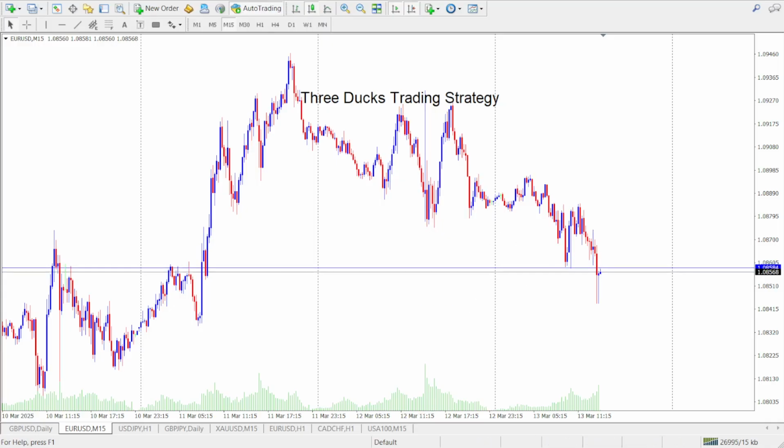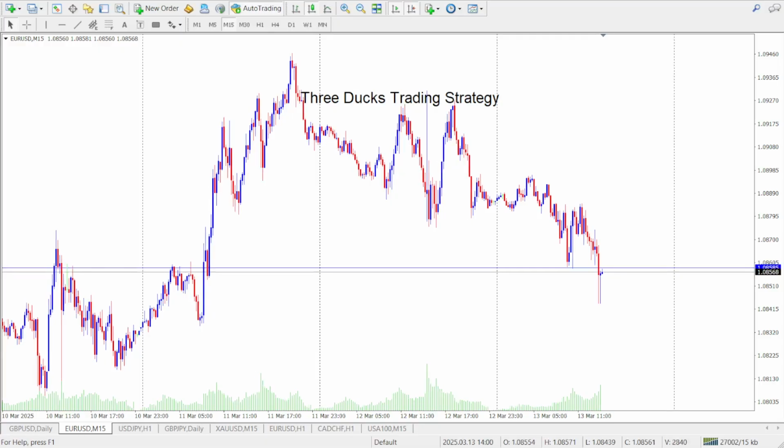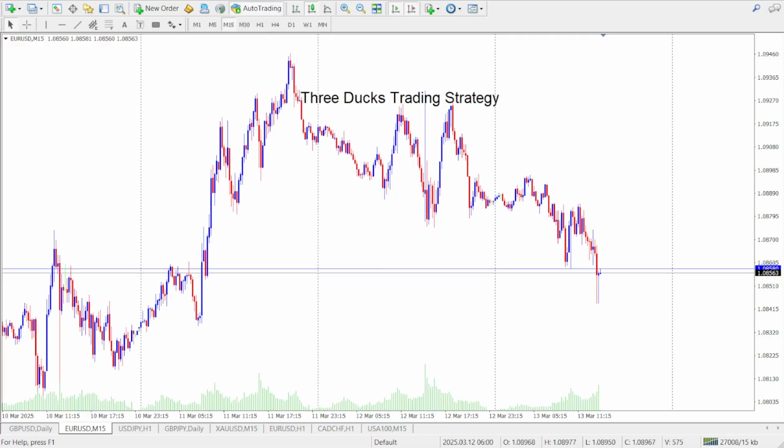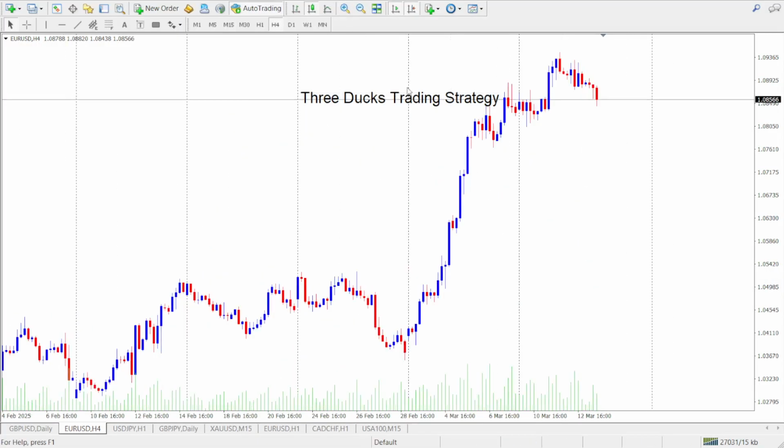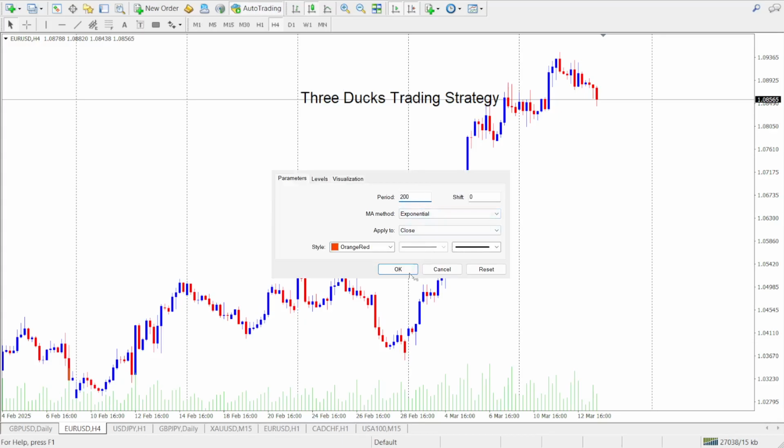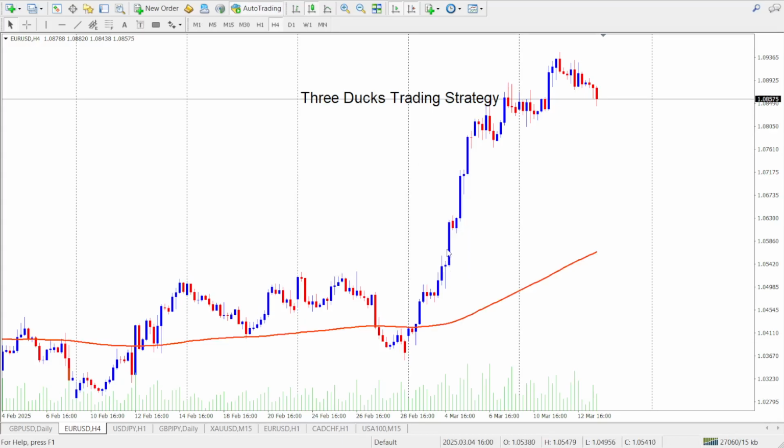Now, here is how it works. The first duck is the 4-hour chart. You start by checking the 4-hour time frame. If the price is above the 200 EMA, we're going to be adding the 200 exponential moving average, so if the price is above the 200 EMA, the trend is bullish. If the price is below it, the trend is bearish. But right now, we can see obviously the trend is bullish on EUR/USD.